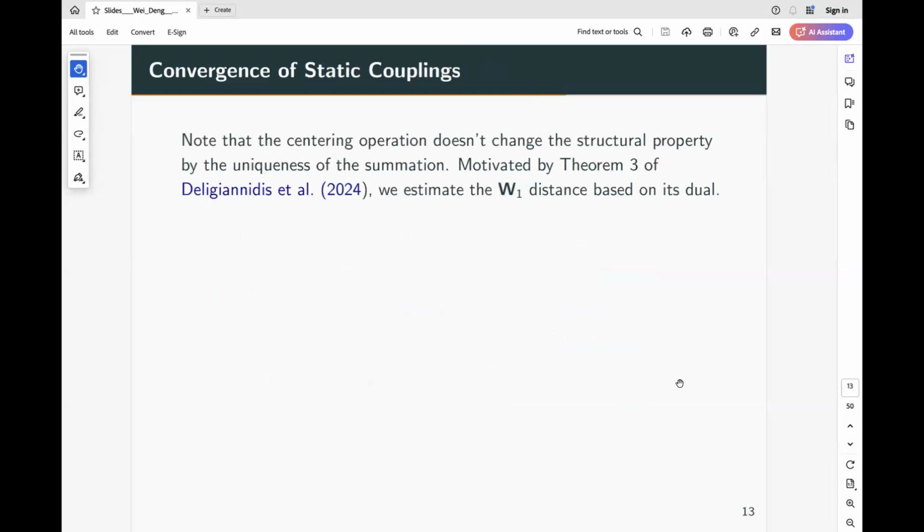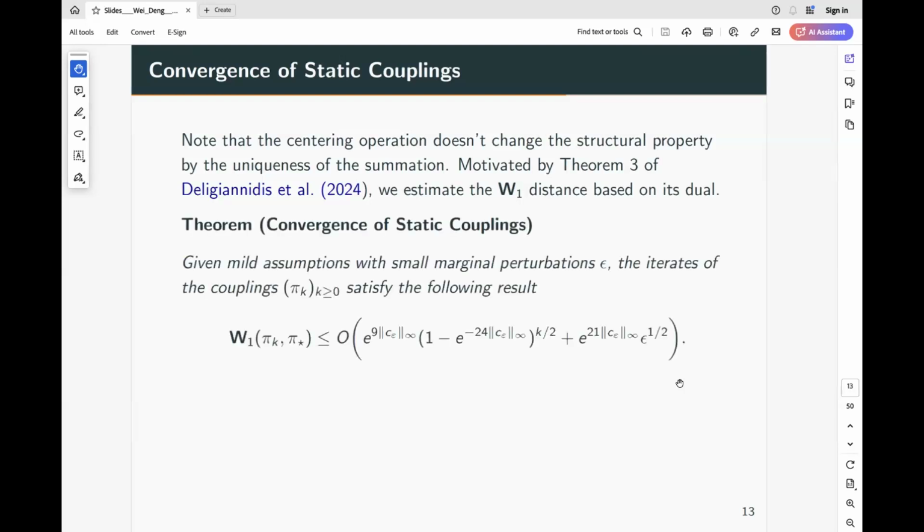And also we notice that the symmetry operation does not change the structural property, but the uniqueness of the summation of the potential functions. Now we can get our desired convergence of the static couplings. We quantified this result using the W1 distance, and we found the W1 distance between pi k, which is the empirical coupling, and the optimal coupling pi star is upper bounded by a linear convergence term together with the perturbation over here.